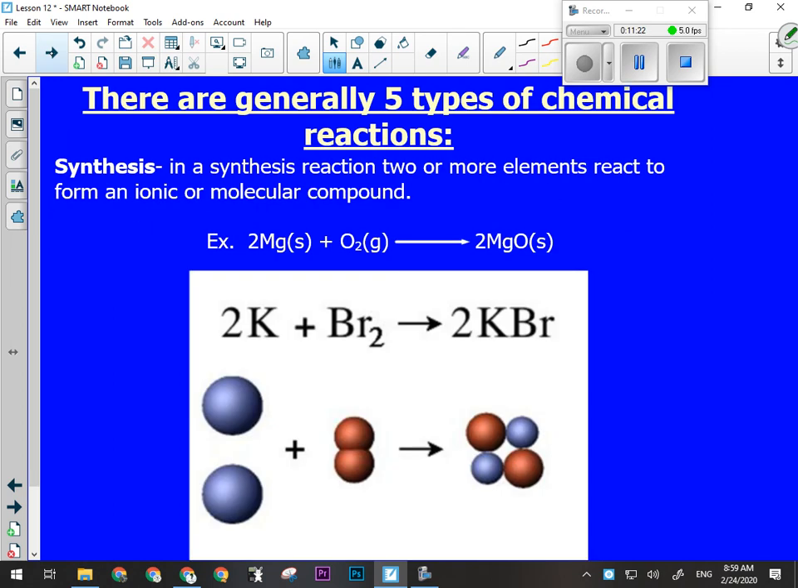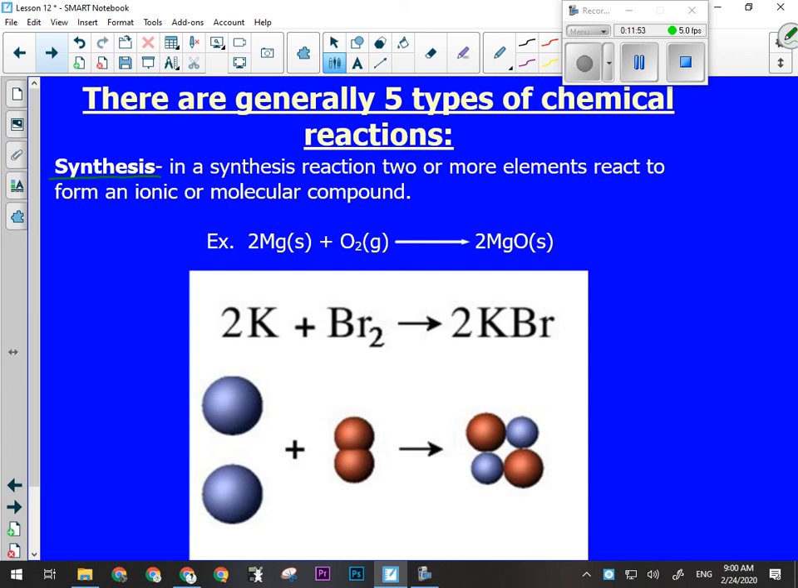Okay, first and simplest type of chemical reaction that we're going to talk about are synthesis reactions. In a synthesis reaction, two elements are going to combine to form a single compound. Again, this goes back to Dalton's atomic theory. He said atoms can be separated, joined, or rearranged. This is a joining reaction. A synthesis reaction joins two things together to make one product.